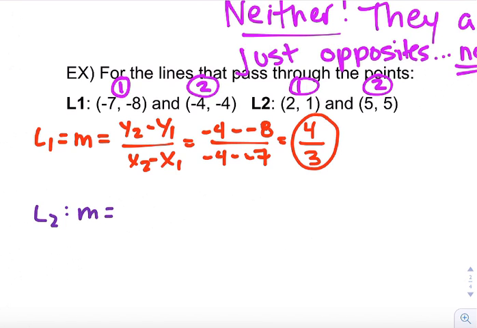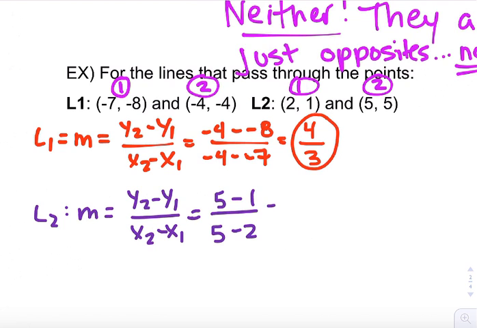So the slope in this case, again, is going to be y2 minus y1, x2 minus x1. We've already designated our points. So our y2 value will be 5. Subtract off our y1 value, which is 1. On the bottom, we're going to have 5 minus 2. So the top will give us 5 minus 1, which is 4. 5 minus 2, which is 3.